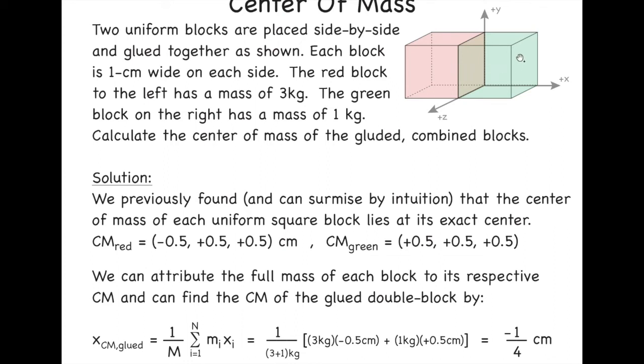And in the y direction, we can see from symmetry that the center of mass is going to still be at 0.5 and 0.5, but you can do this process for y and z and verify that yourself.